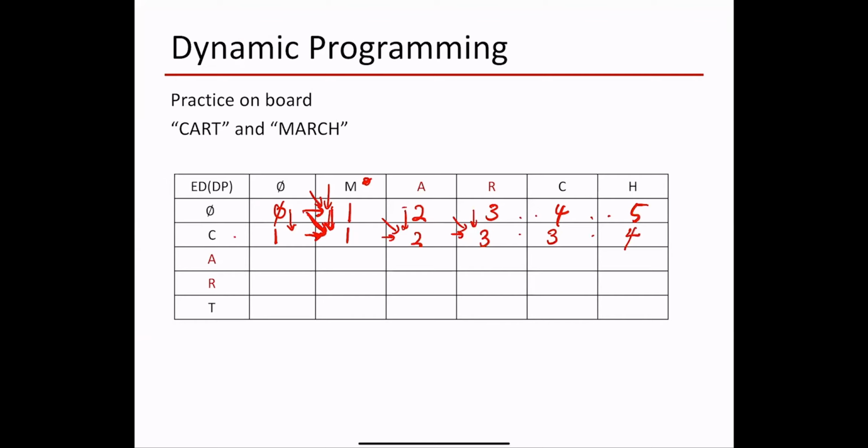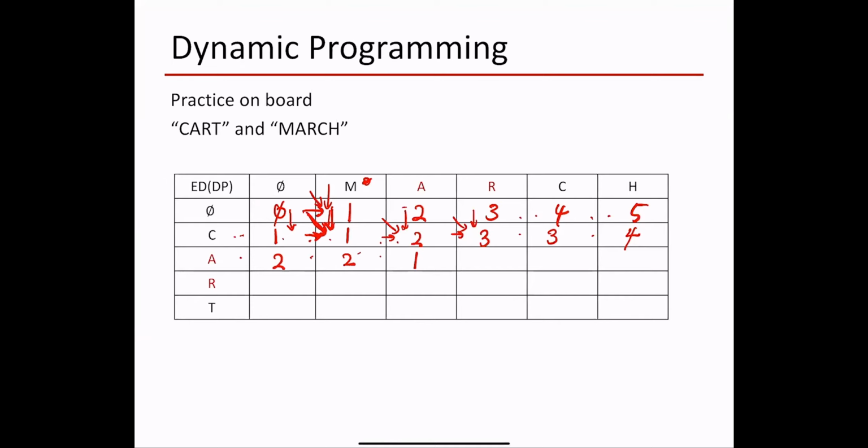Okay, so A, there's no value and no value. So choosing the minimum value +1. So M and A doesn't match. So choosing the minimum value out of 3 +1. So A and A, oh, it is a match. Then out of 3, I'm choosing the minimum.